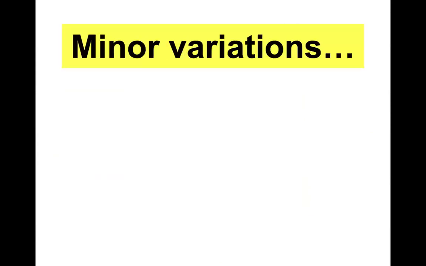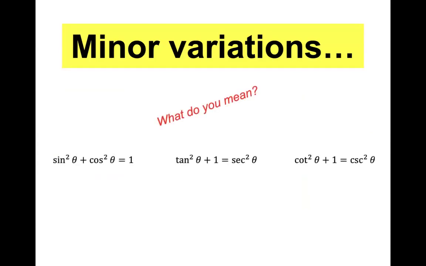The catch here is that there are also minor variations of each one of these. Because all the ones I just showed you are equations, like the Pythagorean identities, we can do a little bit of algebra to each one and come up with new identities. We call them minor variations because they come from the original one. So the one there on the left, sine squared theta plus cosine squared theta is equal to 1. If we just do a little bit of algebra and solve for sine squared, we get another one. Or if I solve for cosine squared, I get another one. It's still a trig identity, but it comes from that original Pythagorean identity, so we call it a minor variation.